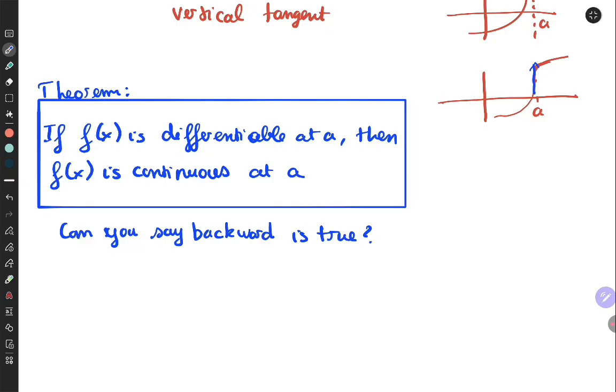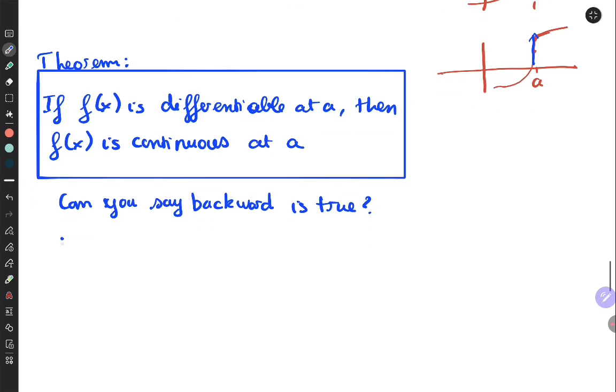If a function is continuous at A, then f of x is differentiable at A. Yes, that's the correct statement. That is correct way of saying backward. If a function is continuous at A, then it's also differentiable at A. Is that true or false? In other words, okay, I'm going to summarize. Differentiable implies continuous. That's true. That is this theorem. That's simple.